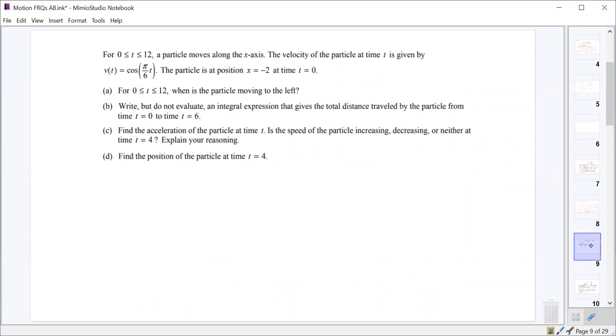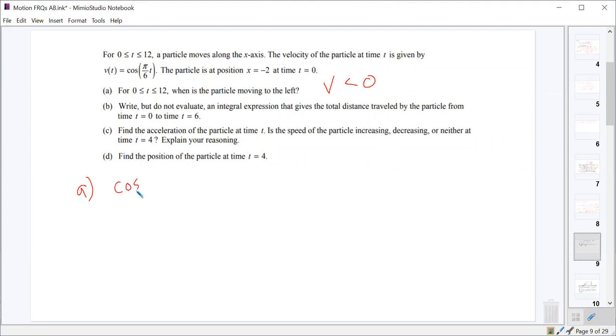All right. First off, when is the particle moving to the left? Particle is moving to the left if the velocity is negative. So let's first figure out when the velocity is 0, and then we can figure out when it's positive and when it's negative based on that.